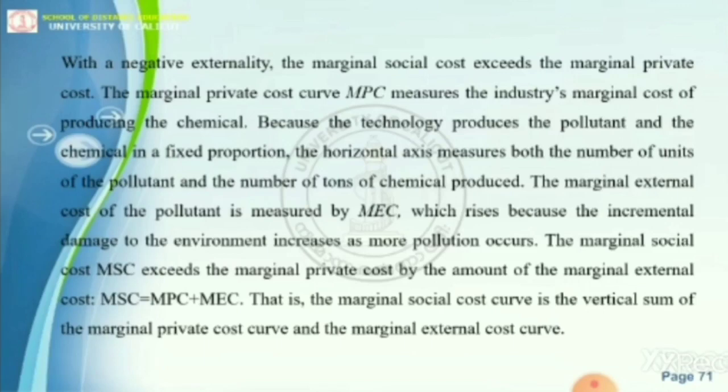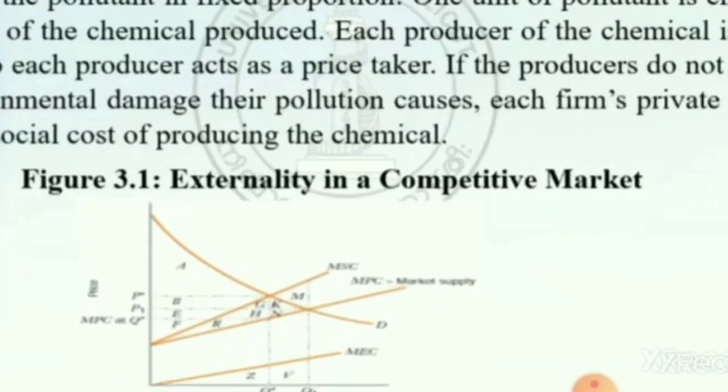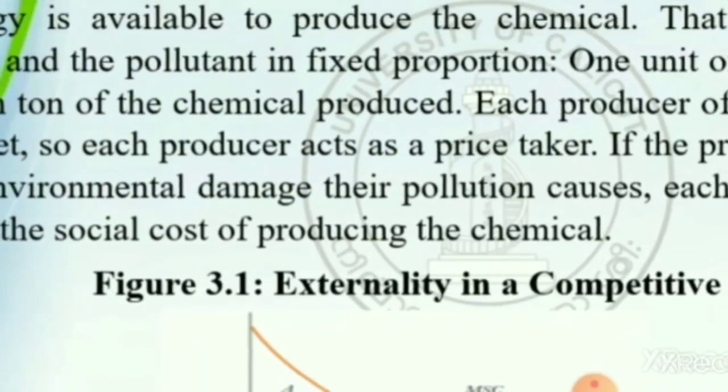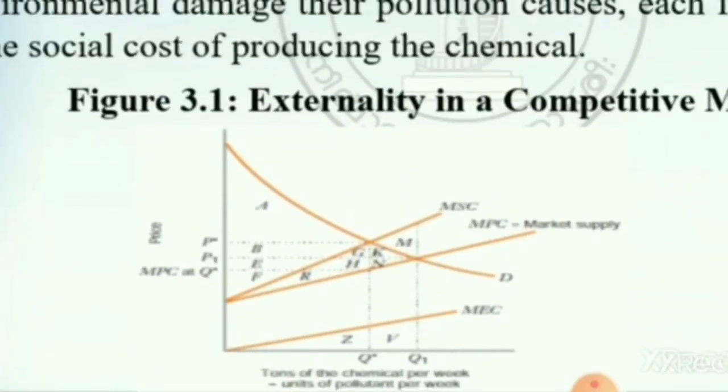produced. The marginal external cost of the pollutant is measured by MEC, which rises because the incremental damage to the environment increases as more pollution occurs. The marginal social cost exceeds the marginal private cost by the amount of marginal external cost. That is, MSC is equal to MPC plus MEC. That is, the marginal social cost curve is the vertical sum of the marginal private cost curve and the marginal external cost curve. You can see in the picture. Just look into it.